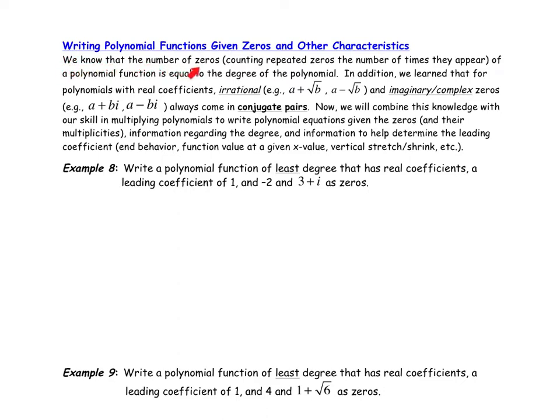So we know that the number of zeros, counting repeated zeros, the number of times they appear, of a polynomial function is equal to the degree. So if it's a fifth degree polynomial function, we will have 5 zeros. They don't all have to be unique.